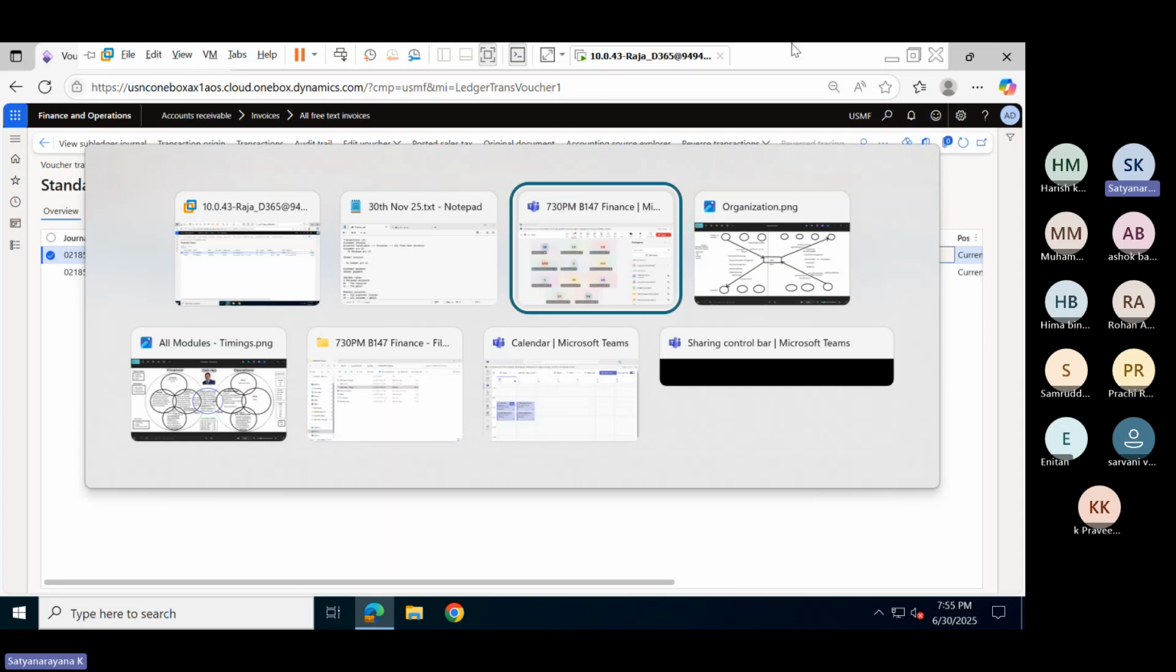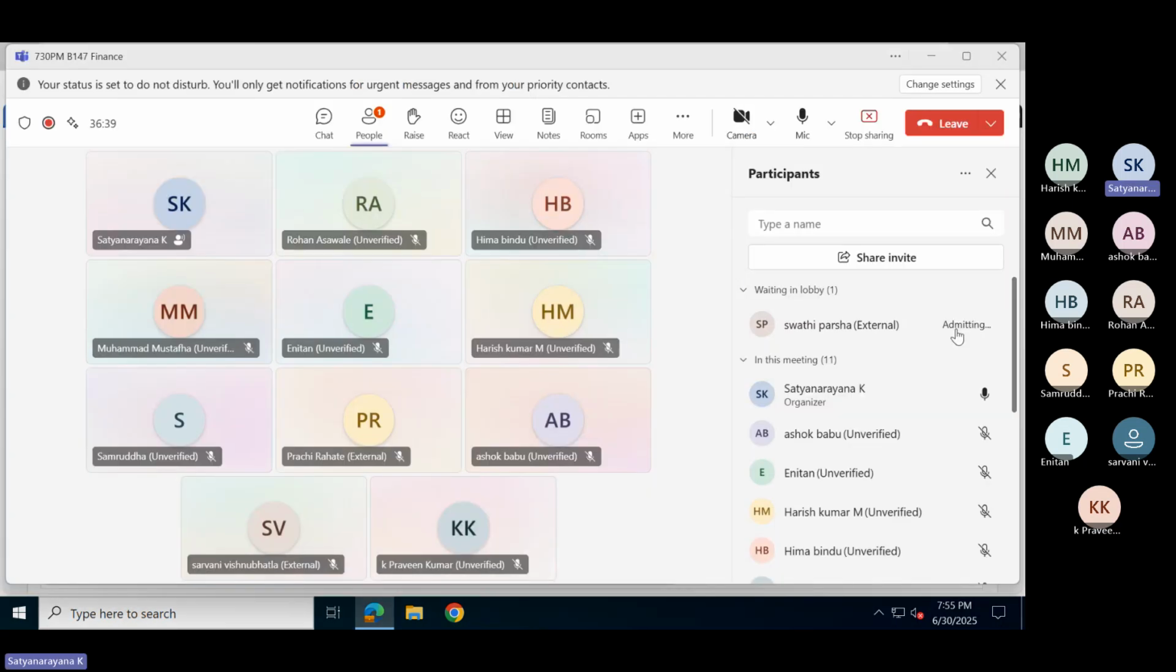This is the voucher. Okay, she tried a number of times. I think I have allowed her more than 10 times, but it is not in my control. If your network is slow, I can't do anything.